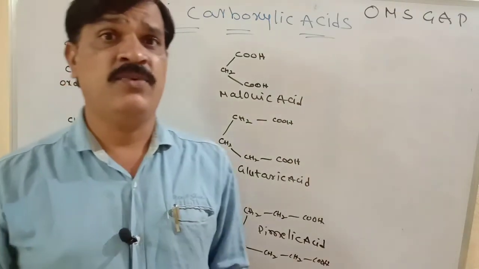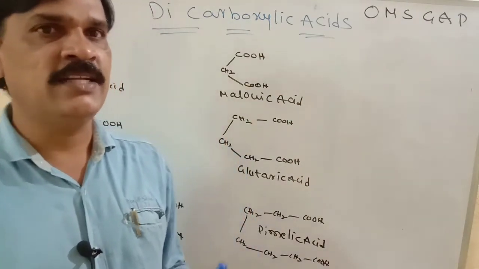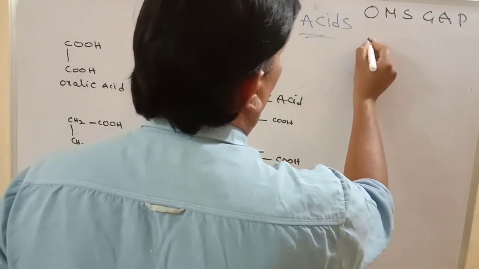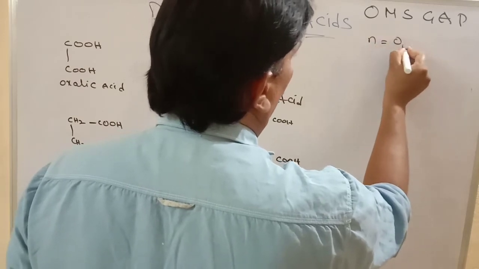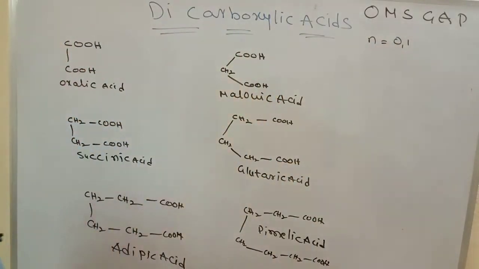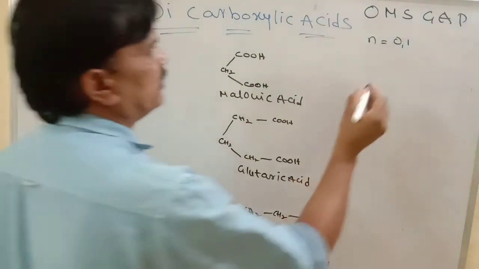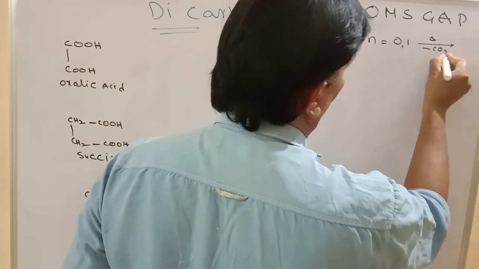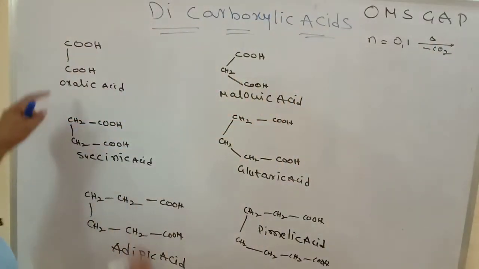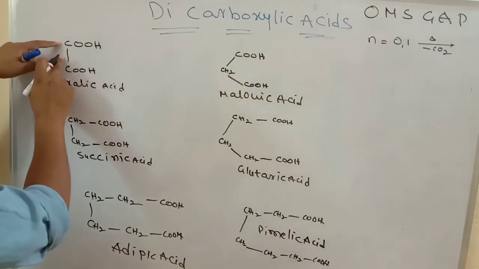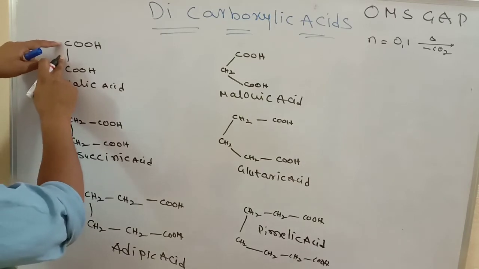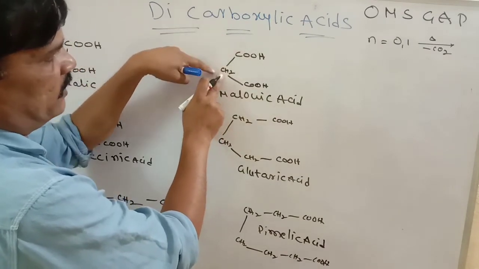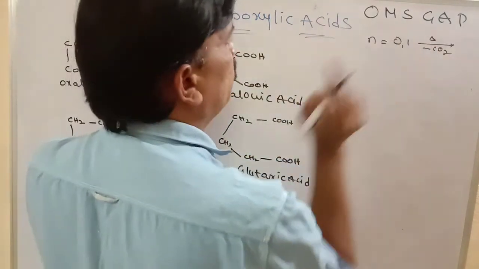But how to identify the heating effect in dicarboxylic acids? I want to give one more trick. If n equals 0 or 1 carbon between the COOH groups, then in the heating effect just eliminate CO2 from the dicarboxylic acid. Where there is no carbon in between the COOH groups, n is 0. Where 1 carbon is there, we have to eliminate CO2 only on heating.